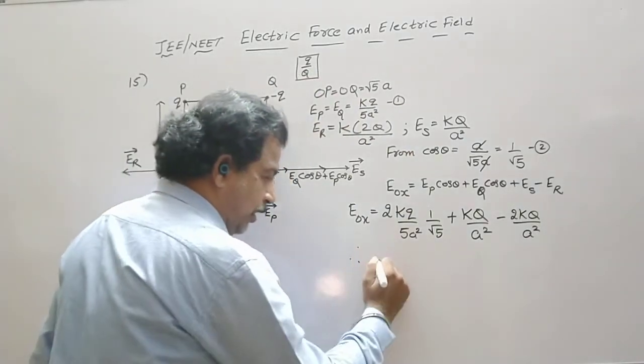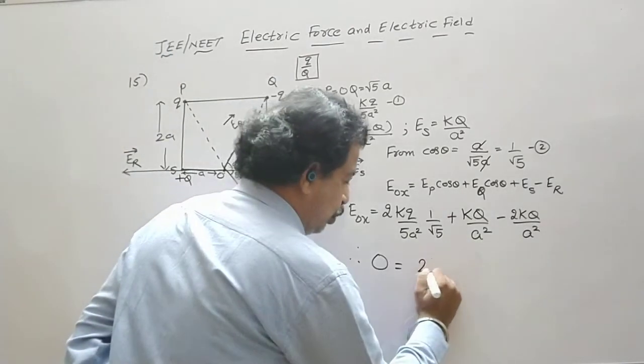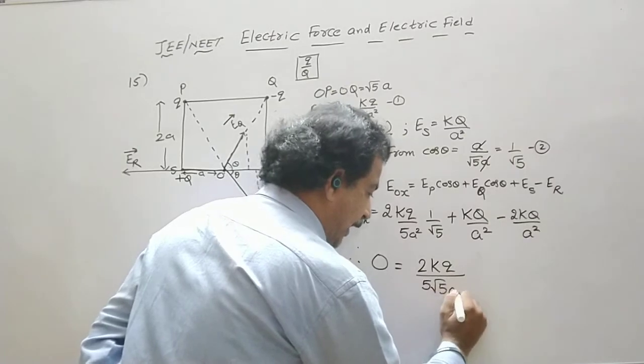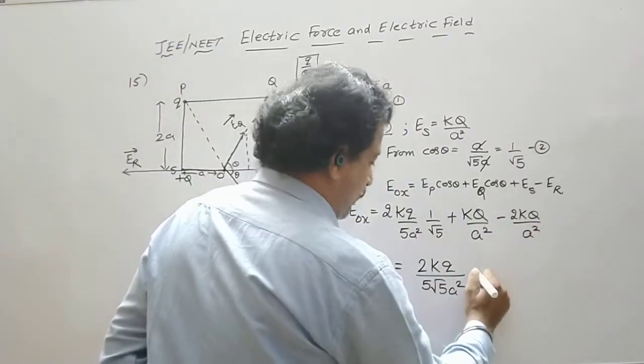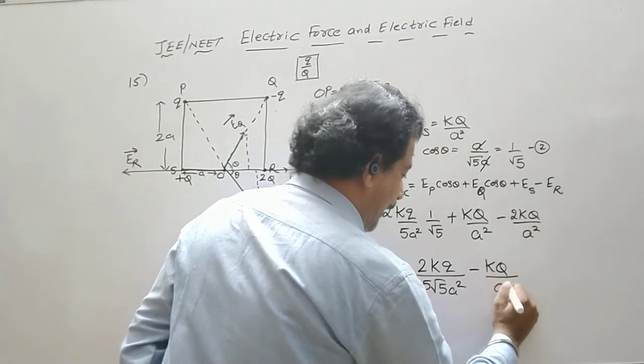Therefore, now the resultant force given is 0. So this is equal to 2KQ upon phi root 5 a square. Now if we say this is 1 minus 2, that is minus 1. So KQ upon a square.